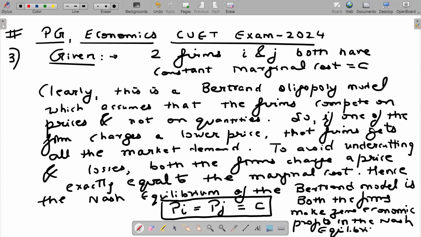This is a complete explanation of the question. Although students were just required to mark the correct answer, I've also given a proper recap of the Bertrand model.